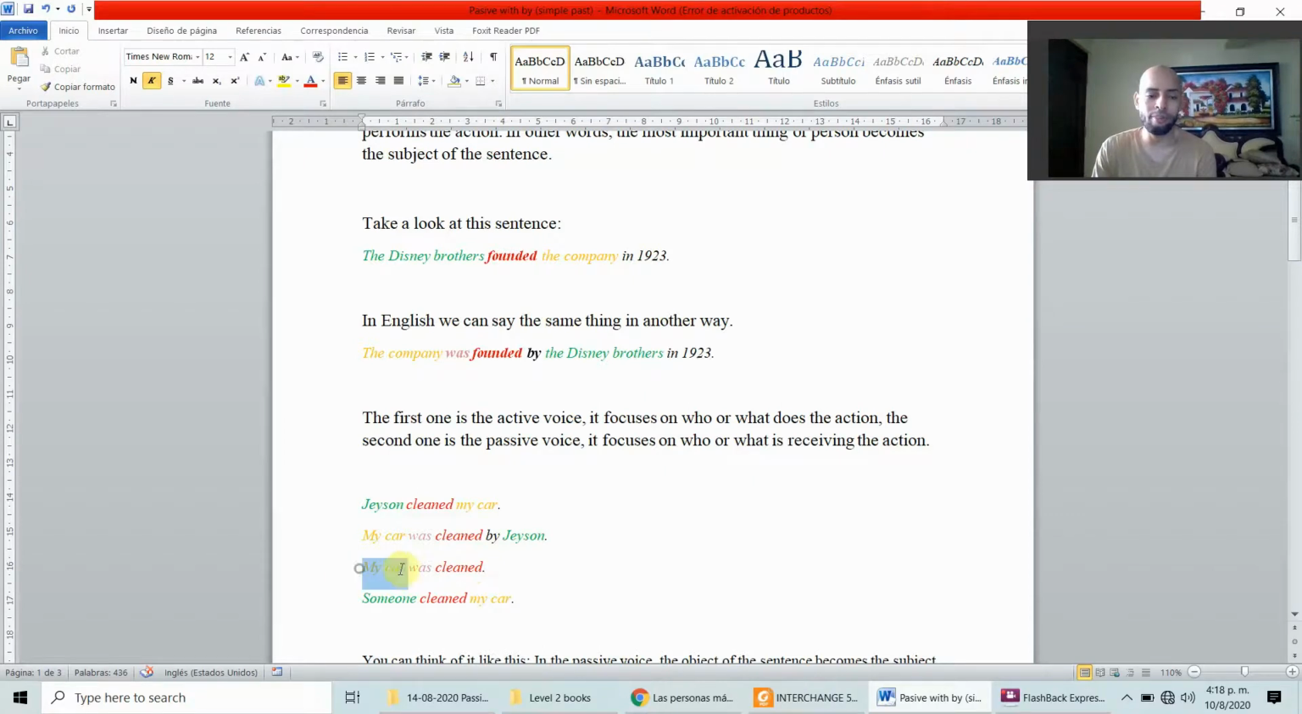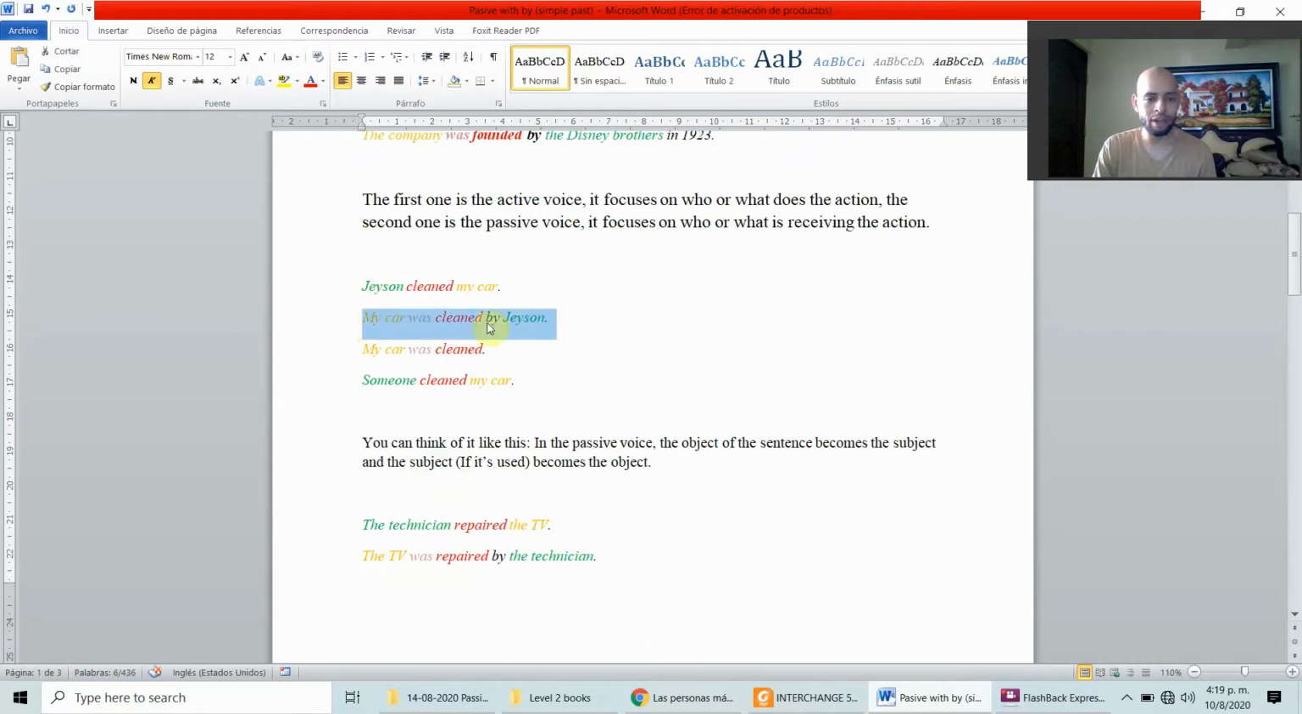The focus is on my car. I don't care who cleaned it. It's not important. I'm just saying, "Well, my car was cleaned by someone." This is the same sentence in the active voice: someone cleaned my car. As you can see, someone is not important. Just someone. It's better to say it like this: my car was cleaned.